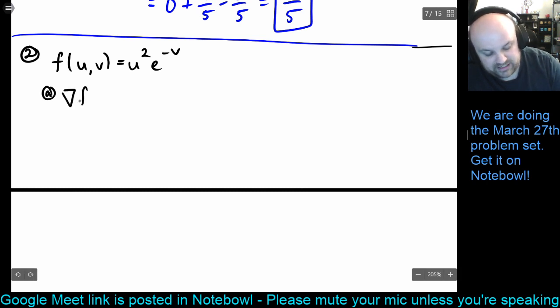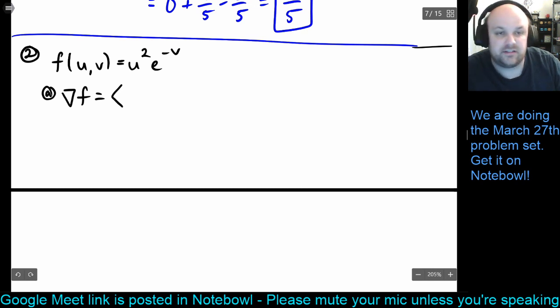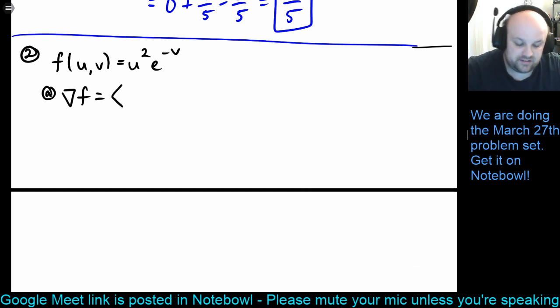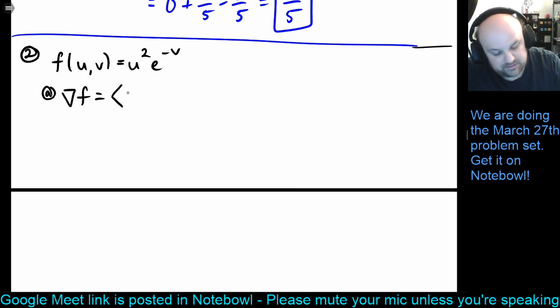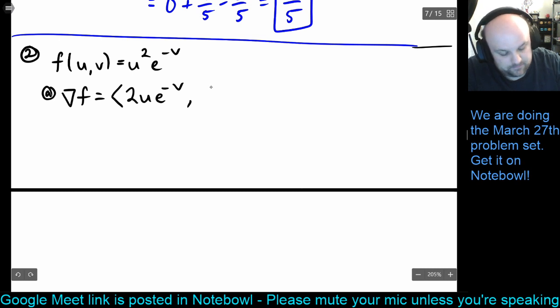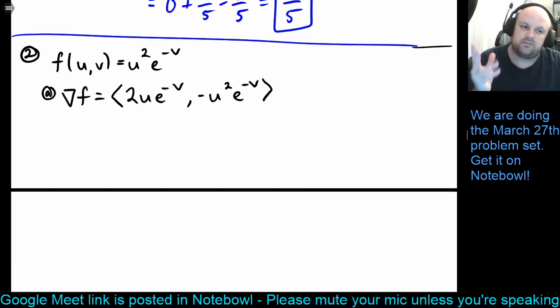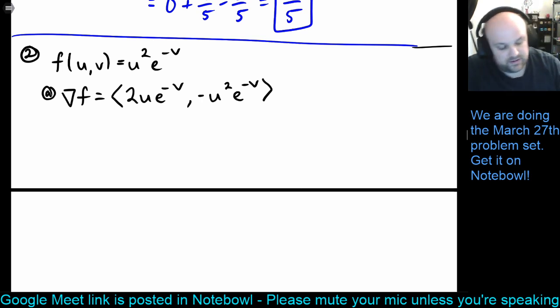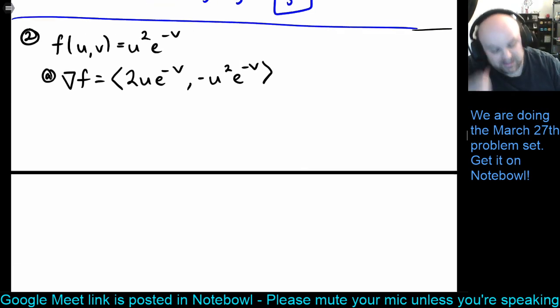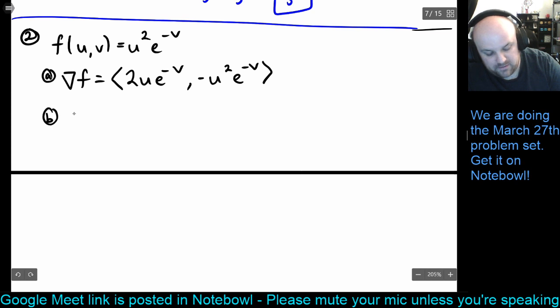We want the gradient of f, which is, again, just going to be the derivatives of f with respect to the variables of the function in the same order they're listed here. So differentiate with respect to u, and then with respect to v. Right? So again, we're just listing out all the first derivatives of the function. All right, so once we have that, we can evaluate it at the point (3, 0).